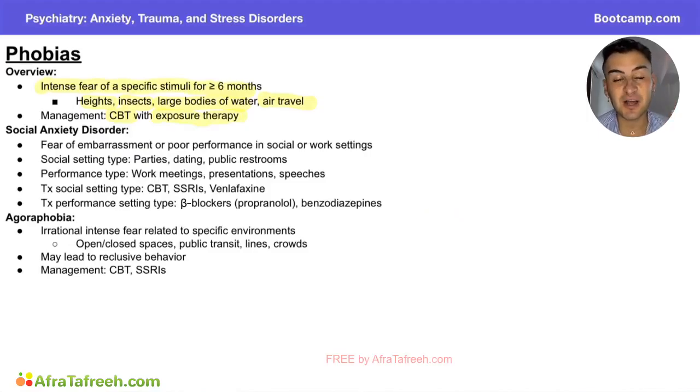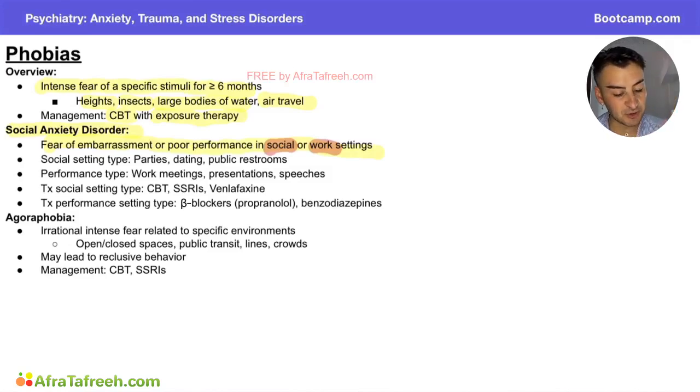Now, I also want to talk about some really high yield specific phobias that come up again and again on the Step 1 exam. So let's talk about social anxiety disorder. Social anxiety disorder is fear of embarrassment or poor performance in social or work settings. It's important that we highlight that it is either social or work. These are two classic vignettes that are going to be presented to you, and they're going to be treated slightly differently. So let's go through them.